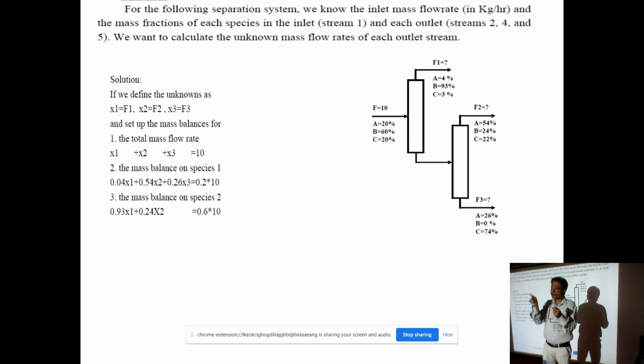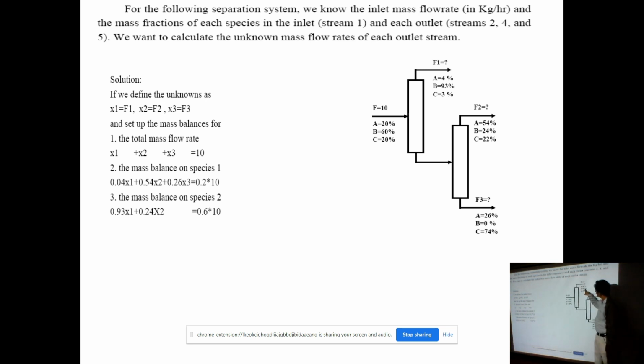Similarly, what is the balance for B? Balance for B: 0.93 into X1, 0.24 into X2, 0 into X3 should be equal to what is B here? 0.6 into the flow rate that is entering.